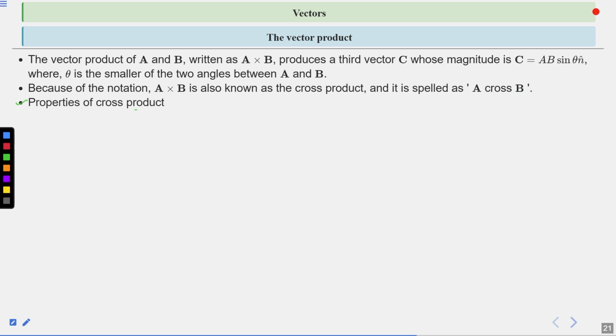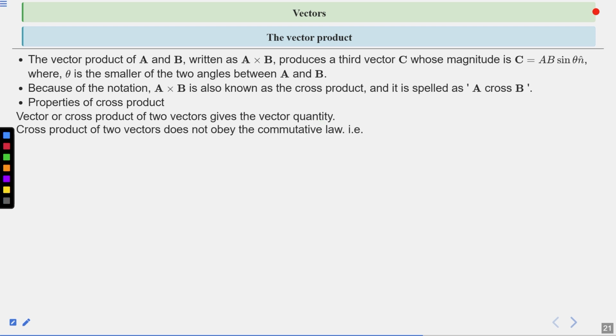Properties of cross product. Vector or cross product of two vectors gives a vector quantity. Listen carefully, cross product of two vectors does not obey the commutative law, and that is A cross B is not equal to B cross A. Here A cross B is equal to minus B cross A.